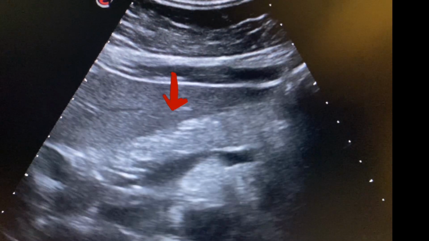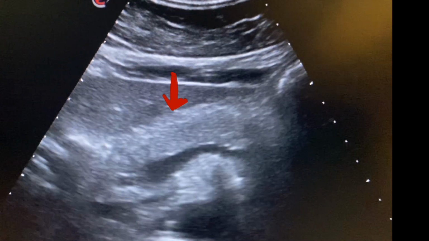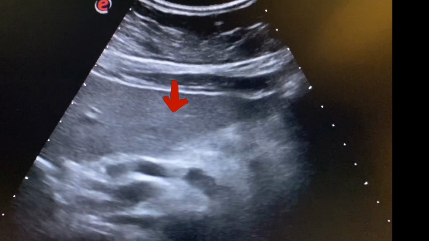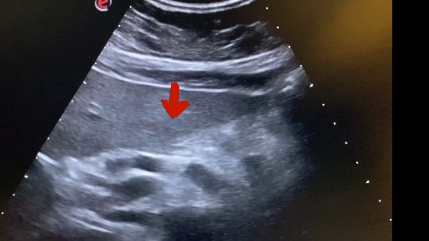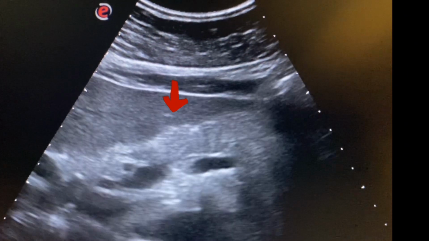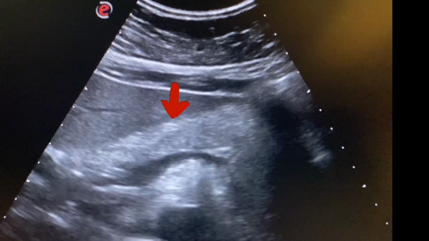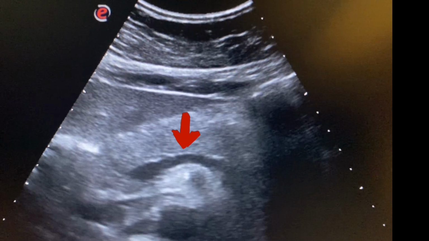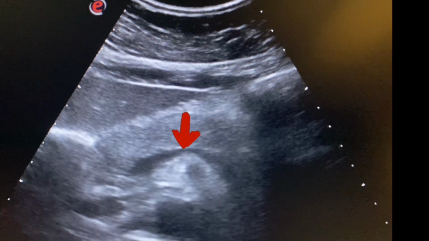This pancreas lies just below the left lobe of the liver and anterior to the splenic vein.